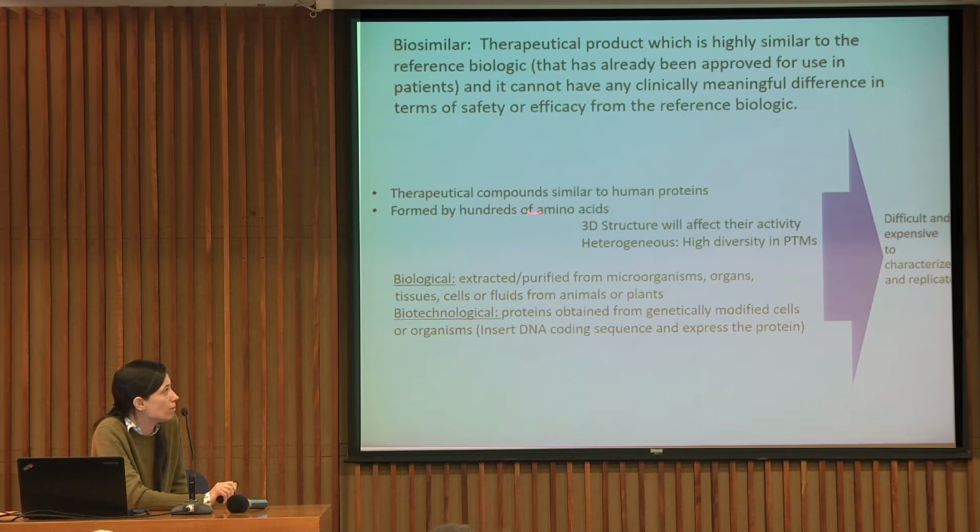They are formed by hundreds of amino acids. They will have a three-dimensional structure that will affect their activity, and they will be heterogeneous. They will have high diversity in post-translational modifications. Their origin may be biological, that is to say they are extracted or purified from microorganisms or animals or plants, or biotechnological. They are proteins obtained from genetically modified cells or organisms. We insert the DNA coding sequence and you express the protein. So for all these reasons, they are difficult and expensive to characterize and replicate.